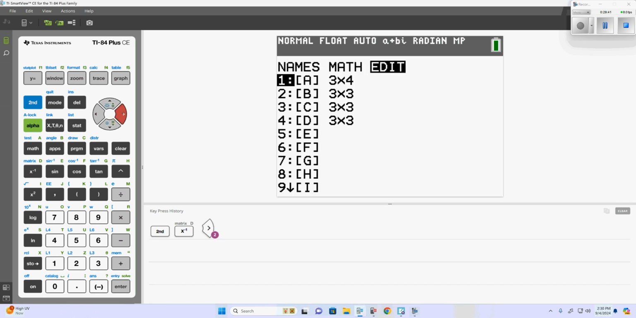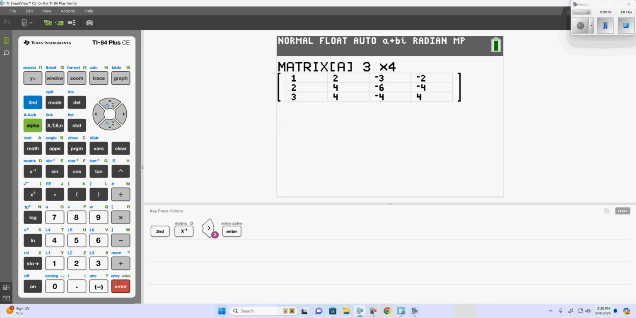Did we find this? So we're there. Okay, did we all get to this here? Go to edit, hit enter. So this is matrix A. So second matrix. Mine looks different than yours, and then we go over to edit.